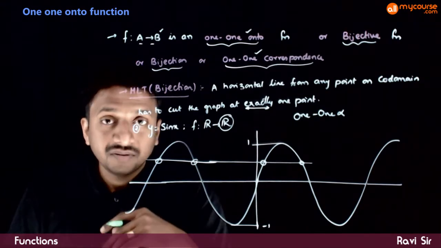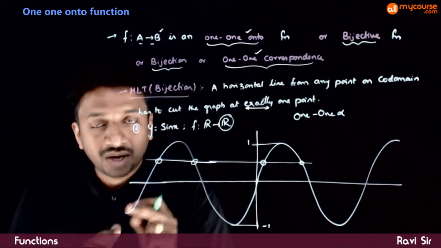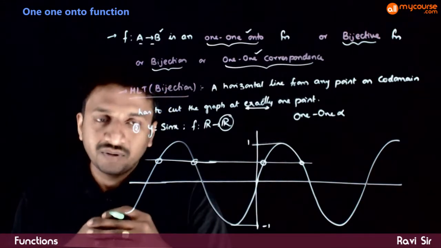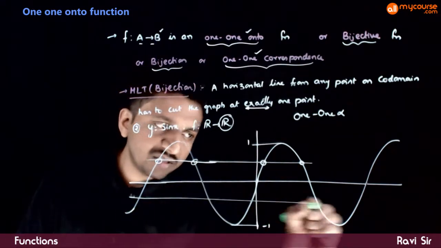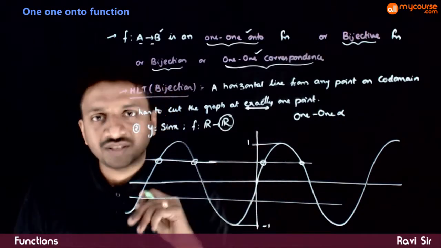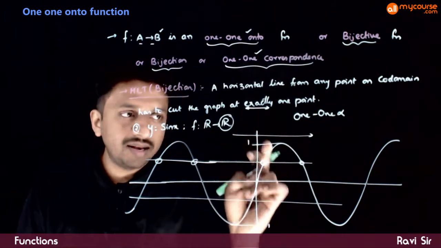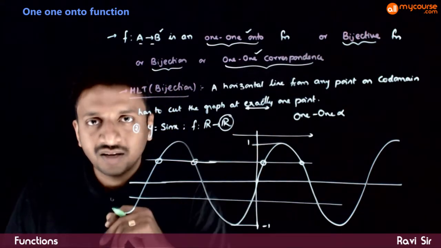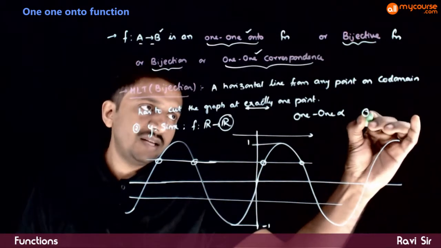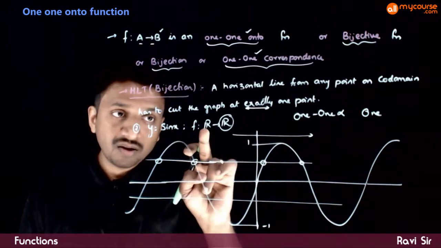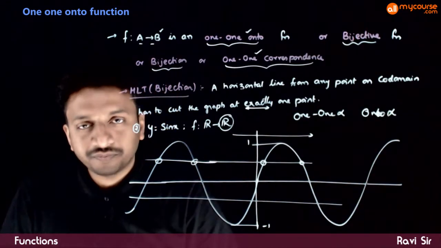Is it an onto function? So let us see. Onto function says that every horizontal line has to cut the graph at least 1 point. So any number of points more than 1 is okay. But this happens only if the horizontal line is drawn between -1 and 1. If I draw a horizontal line beyond 1, this horizontal line will not cut this curve. So the at least 1 point condition is also not valid. So y is equal to sin x on this domain and on this codomain is neither 1-1 nor onto.